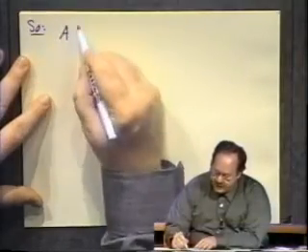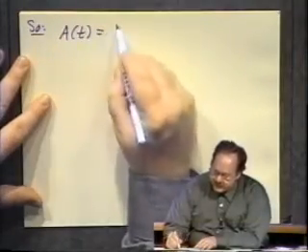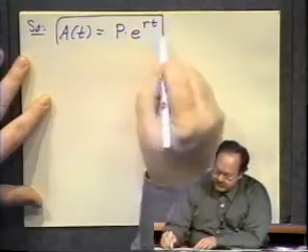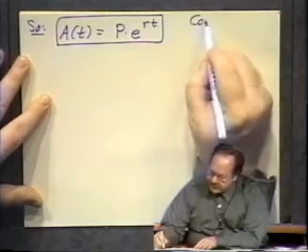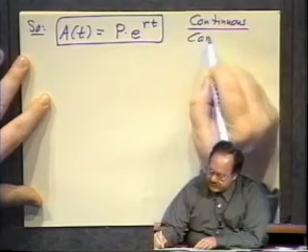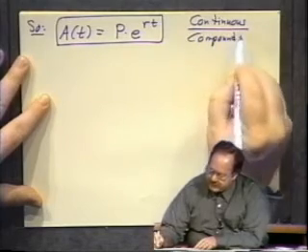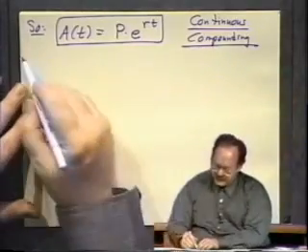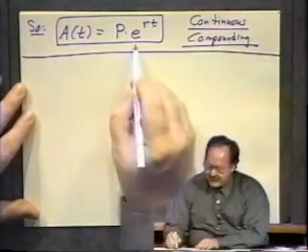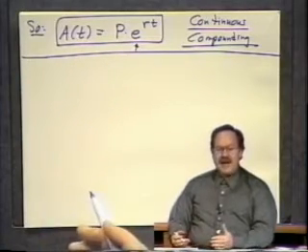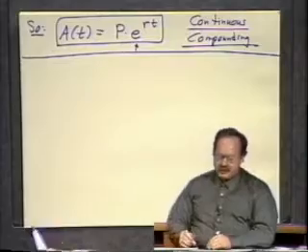So A of t is equal to the initial principal times e to the rt. And that is what's called continuous compounding. That's where you imagine you've compounded at every possible real number instant. And there's the exponential function I was promising here. So exponential functions have bearing in the business situation.